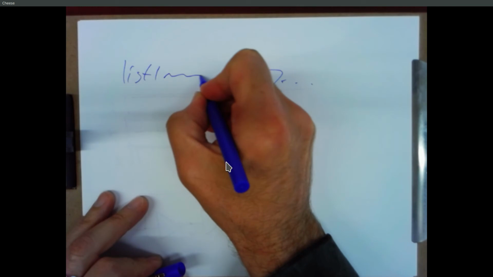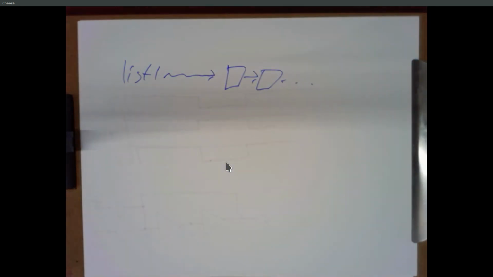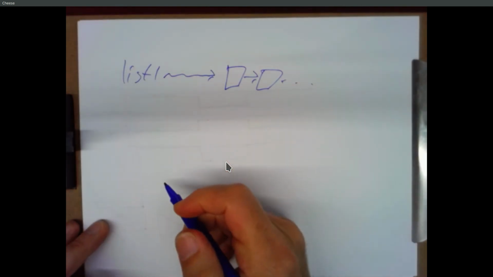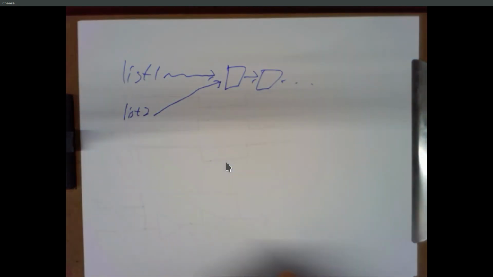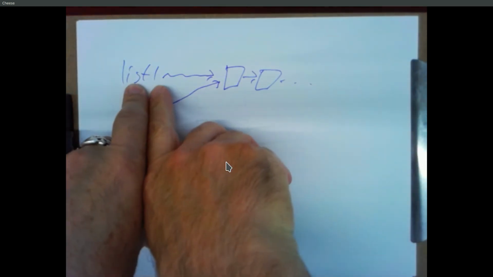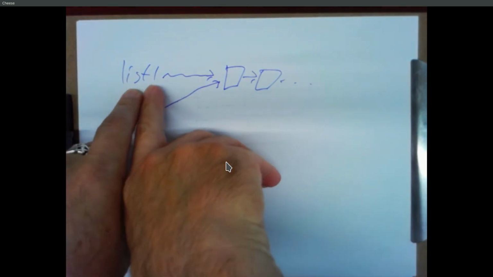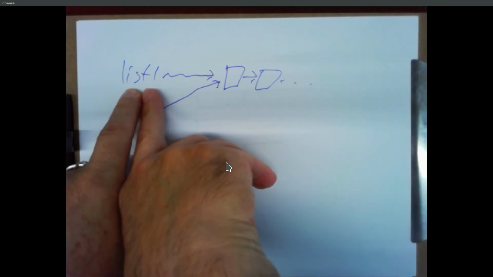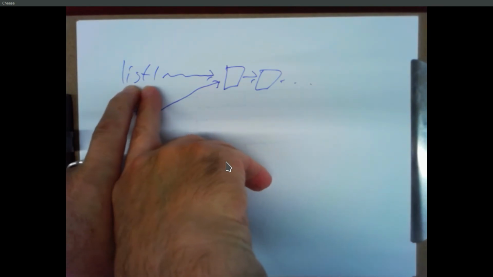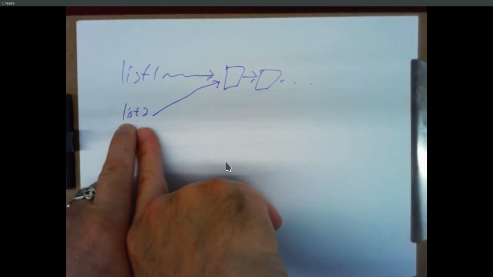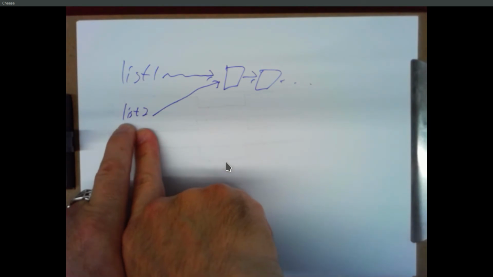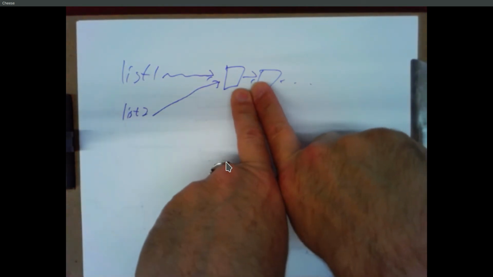List 1 we can think of, even though we don't do pointers in Java, as a pointer to that. When we say list 2 equals list 1, we're basically saying list 2 is also pointing to that. If we were in C, and this was a struct linked list star, this would be a memory address, the location where that list begins in memory. It's a big integer. If we say list 2 equals list 1, list 2 is equal to the same big integer. But when we say what's list 2 pointing to, it's the same thing list 1 was pointing to.